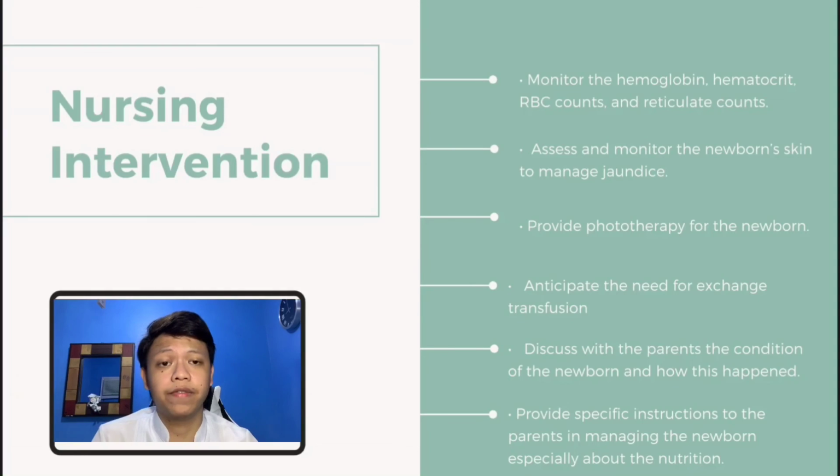And nursing interventions are the following: monitor the hemoglobin, hematocrit, RBC counts, and reticulocyte counts. Assess and monitor the newborn's skin to manage jaundice. Provide phototherapy for the newborn. Anticipate the need for exchange transfusion. Discuss with the parents the condition of the newborn and how this happened. And provide specific instructions to the parents in managing the newborn, especially about the nutrition.